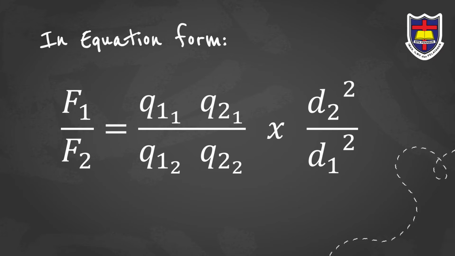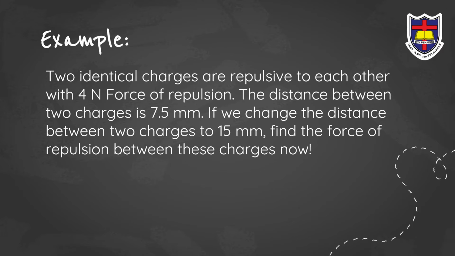So first charge in first condition times second charge in first condition over first charge in second condition times second charge in second condition. We already know from Coulomb's Law that the distance between the charges is inversely proportional to its force. So you can write it as second condition distance squared over first condition distance squared. So now we will go to the example.